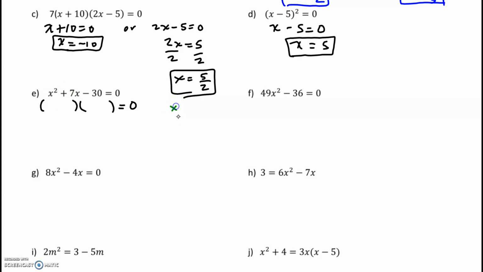So I'm going to do x times x gives me x squared. And then for 30, I'm going to do 10 times 3. X times 10 is 10x. X times 3 is 3x. And they give me a 7x if my 10 is positive and my 3 is negative. And then I'll transfer those signs in. So there is my factored x plus 10, x minus 3. Okay, so now we're on step 3. Step 3 says write the factors equal to 0.